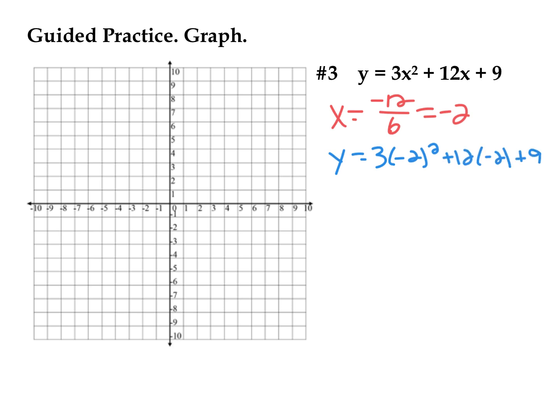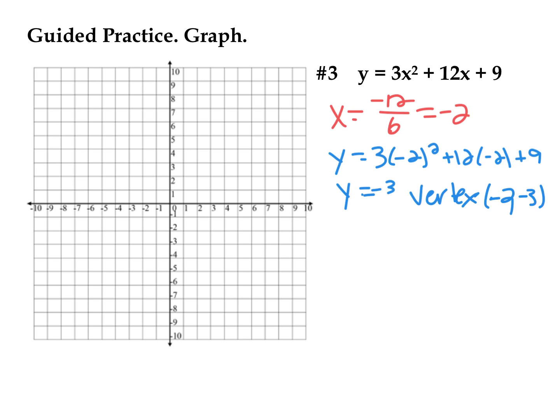And you could put that all into the calculator in one step if you want. Whatever you want to do to follow order of operations, do your calculations here, and you get y equals negative 3. So now I've got my vertex with an x value of -2 and a y value of -3. And I can make a table of values now.